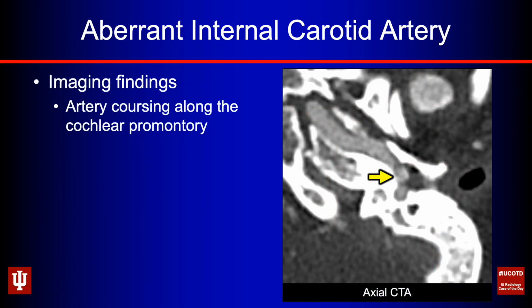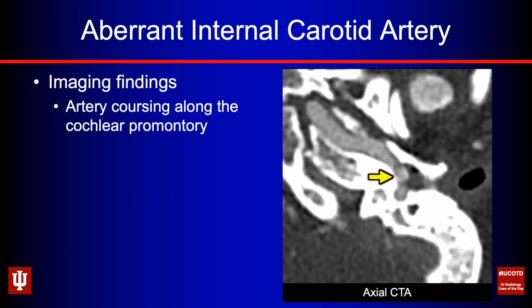So what does it look like? Well, we have an artery that courses along the cochlear promontory. On this axial CTA, you can see we should not have a vessel sitting on the cochlear promontory. We do here. And again, your primary job as the radiologist here is to say this is an aberrant ICA and this is not a glomus tympanicum paraganglioma. One will get resected. One you want to stay the hell away from, okay? So it is critical that you make that distinction.